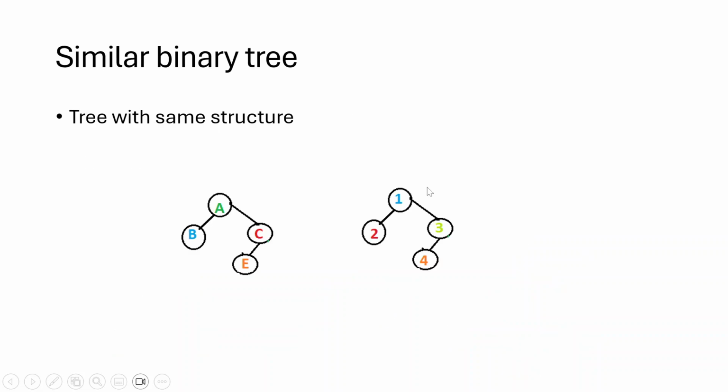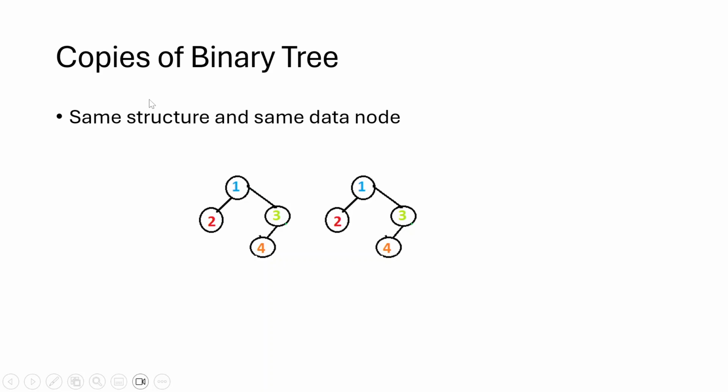So when will you call them similar binary trees? The structure will be the same, but the data will be different. Here the structure is the same. A has two children and C has a single child. So one has two children and three has a single child. The same structure, but I have used different data. So this is called a similar binary tree. And copies of a binary tree are just a replica of one tree to another tree. That's copies of binary tree.